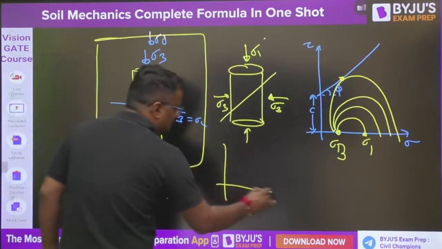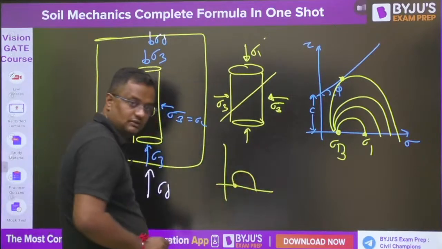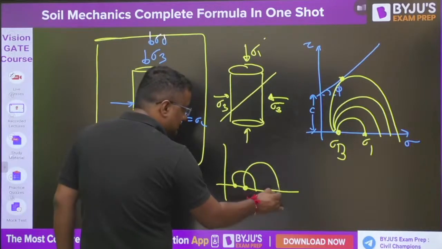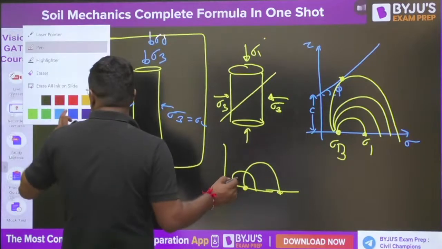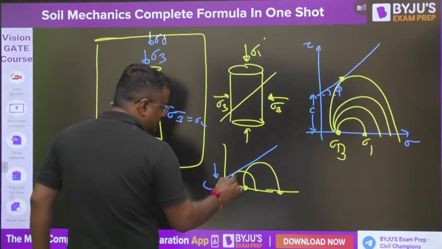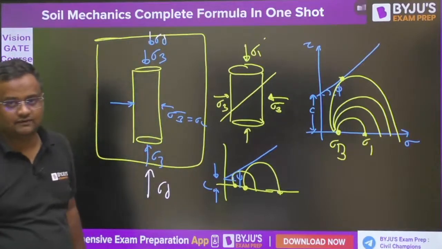Suppose we take a sample, we do one experiment, and we get this. This is the time of failure when it is failing. Again we take a different sigma 3, and we get a different sigma 1 at failure. We draw the common tangent, and on that common tangent, this is C and this is phi. This is how we got C and phi.